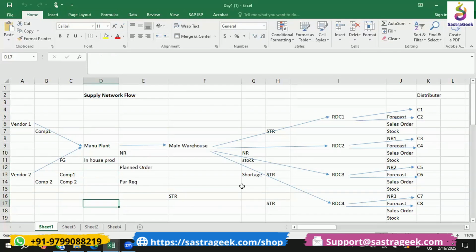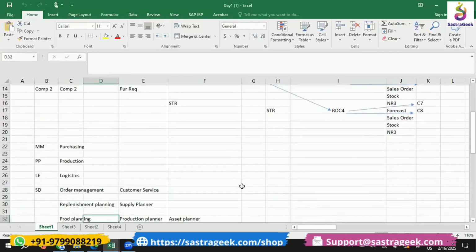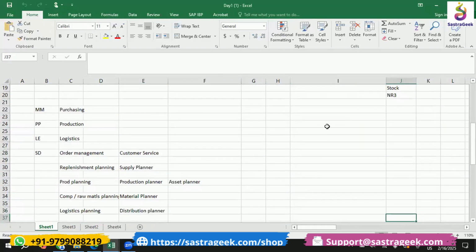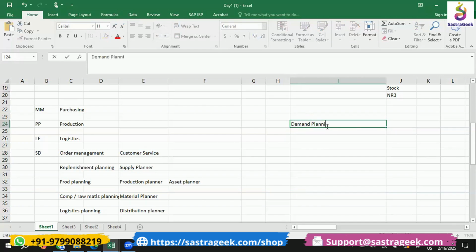Maybe I'll try to use some of the Excel cells here. Okay. So we said there's one function which is responsible to predict the demand. A process related to it is called demand planning. Within demand planning, you have sub-processes. We'll discuss those in detail once we get into the curriculum.